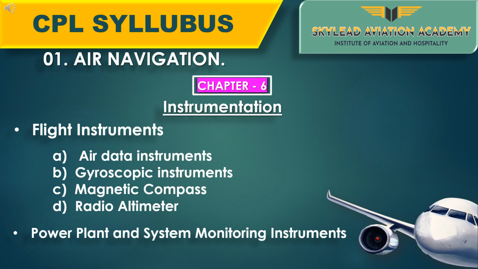Instrumentation is further classified into two major topics: flight instrument and power plant and system monitoring instrument. Flight instrument is further sub-classified into four subcategories: air data instrument, gyroscopic instrument, magnetic compass, and radio altimeter.